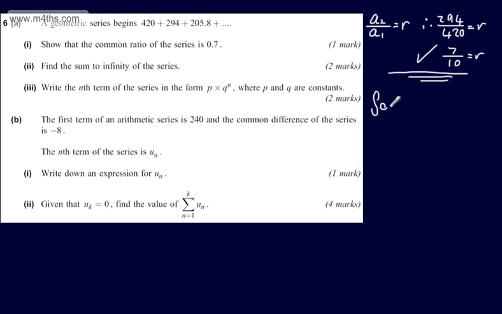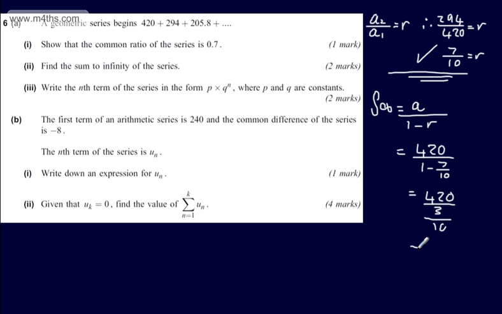In the second part for 2 marks, we need to find the sum to infinity of the series. The sum to infinity is given as a, where a is the first term, over 1 minus r, where r is the common ratio. So it'll be 420 over 1 minus 7 tenths. That's going to give me 420 over 3 tenths. Dividing 420 by 3 gives me 140. Multiplying by 10, that will give me 1400. So 2 marks in the second part of part A.